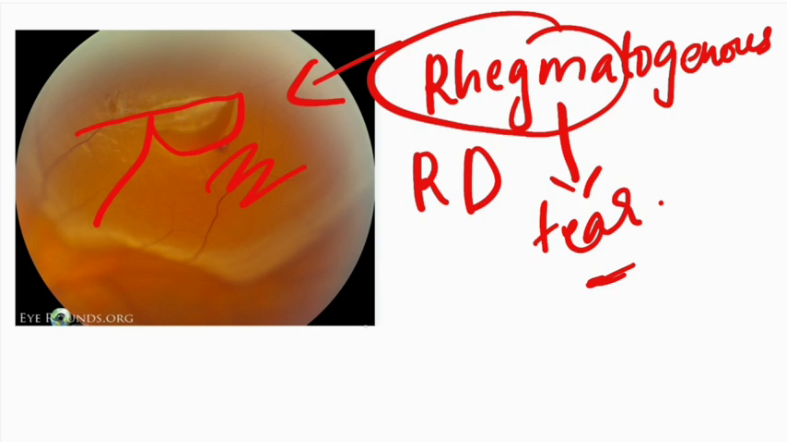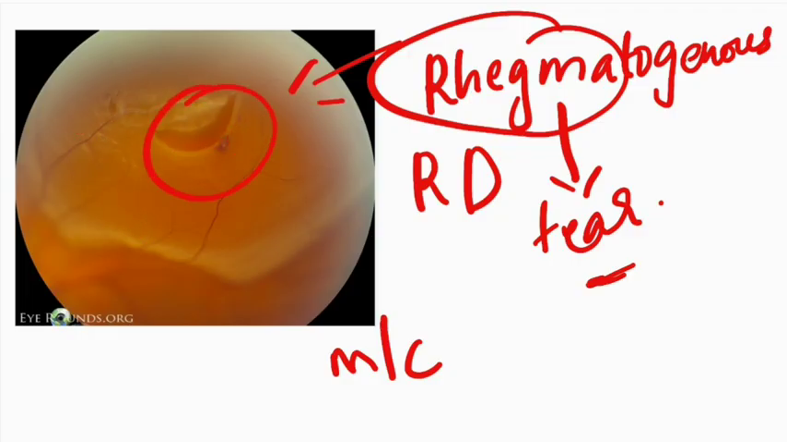Also remember, it is the most common type of retinal detachment, rhegmatogenous retinal detachment, very important for your upcoming exams. First point, here you can see the tear, right? You also can appreciate the tear here. The most common type of retinal detachment is rhegmatogenous RD. Now what exactly happens here?